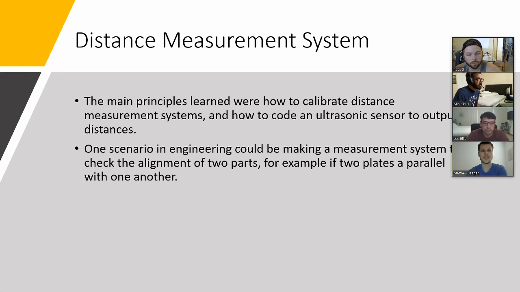So then with our distance measurement system, the main principles we learned were how to calibrate distance measurement systems and how to code an ultrasonic sensor to output distances. One scenario in engineering could be making a measurement system to check the alignment of 2 parts, for example, if 2 plates are parallel with one another.